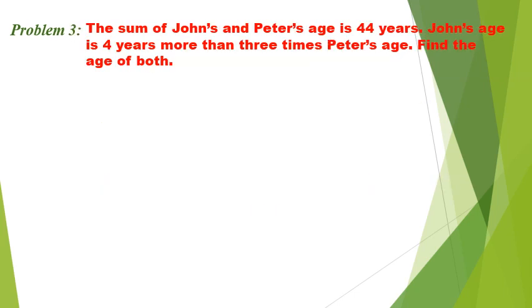Now we will proceed to problem number 3. The sum of John's and Peter's age is 44 years. John's age is 4 years more than 3 times Peter's age. Find the age of both. In this problem, we are asked to look for the age of John and the age of Peter. Hence, we now have these conditions as part of the solution.